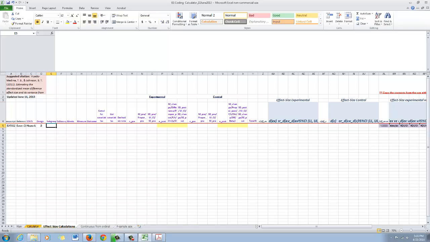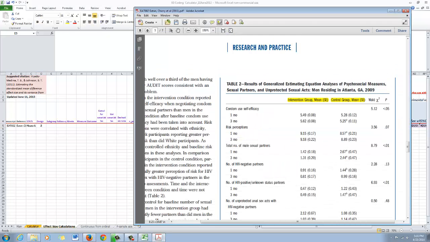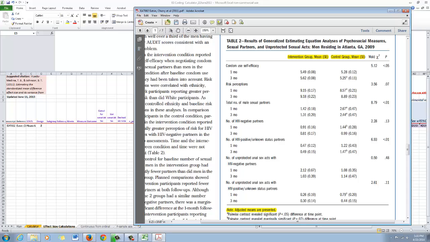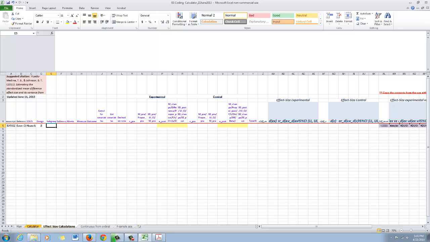The subgroup is going to be the groups you're comparing. So we're going to be comparing the intervention to the control group. You don't have to enter this because it's a given that you're comparing an intervention to a control group. Usually you type what groups you're comparing when there's multiple groups, so you have to identify which ones are being compared in that row. But just for demonstration purposes, we're going to put intervention versus control.